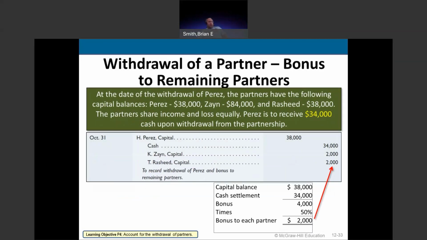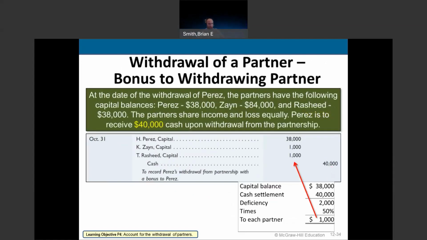If there's a bonus to the remaining partnership, Perez is to receive $34,000 cash. Perez says, look, I'll just give you $2,000 each. I just want to get out of here. You guys have it. I don't care. All right. So he takes $34,000. His capital balance is zeroed out at $38,000, and the remaining $4,000 is allocated equally to the remaining partners, Zane and Rashid.